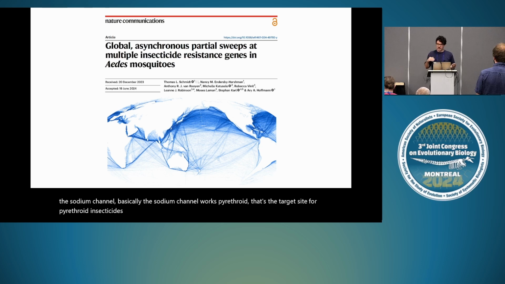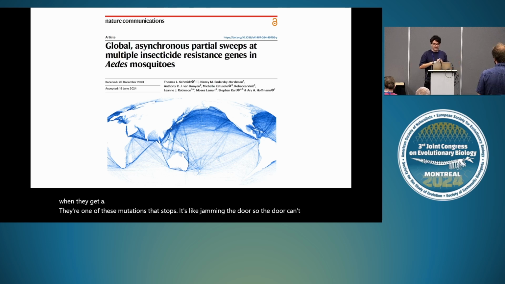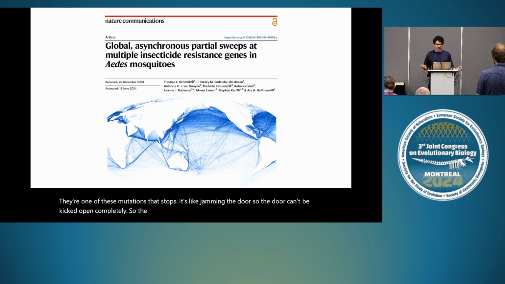Pyrethroids effectively hit the sodium channel, which produces an action potential for the nervous system. This kicks open all of the sodium channels to make every single nerve in the mosquito fire at once, so it paralyzes it and the mosquito dies. When they get one of these mutations, it's like jamming the door, so the door can't be kicked open completely. So the mosquito's nervous system doesn't work as well, but it doesn't die from paralysis when it gets sprayed with insecticides. It's very clear why it's such a problem, but sometimes it's the only thing they can have to survive insecticides.